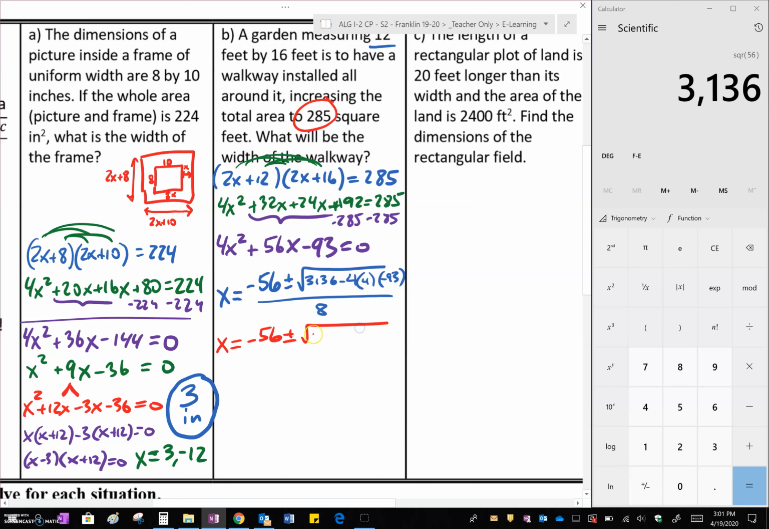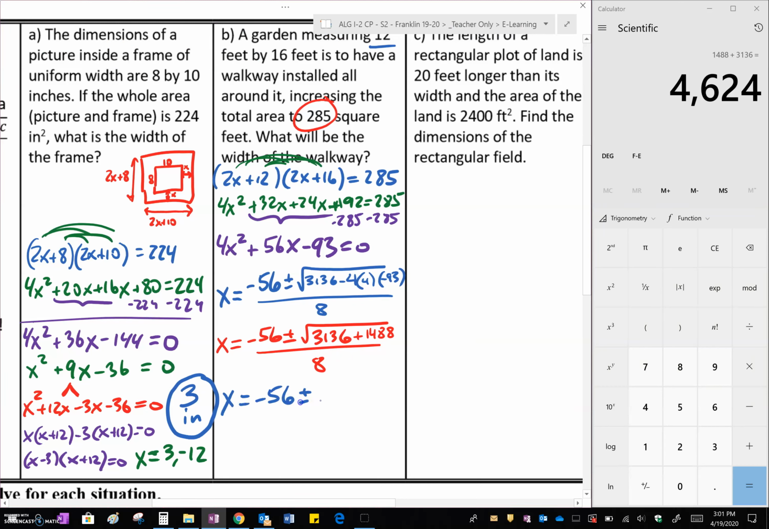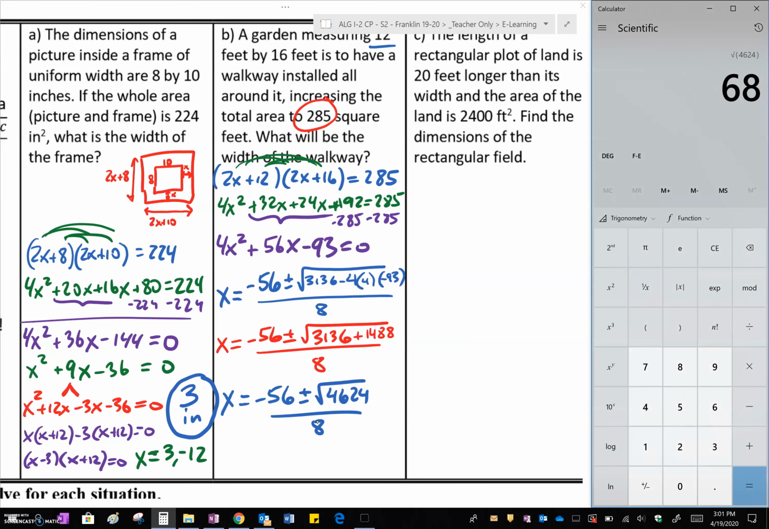We've got 3136, negative 4 times negative 93 is positive 1488, so plus 1488, which is going to give us 4624. Okay, so x equals negative 56 plus and minus the square root of 4624, all over 8. Let's see what that is. Hopefully it's a real number, and we get 68. Great.